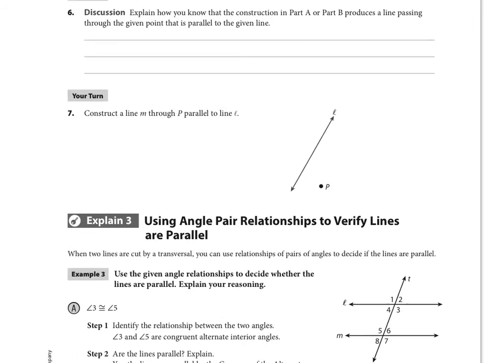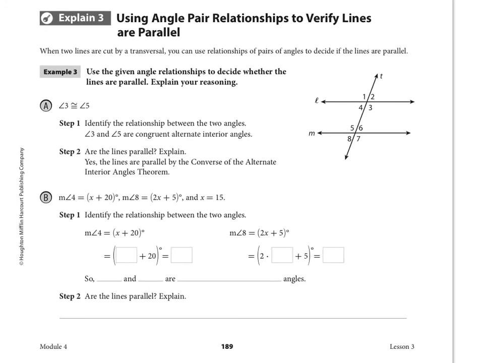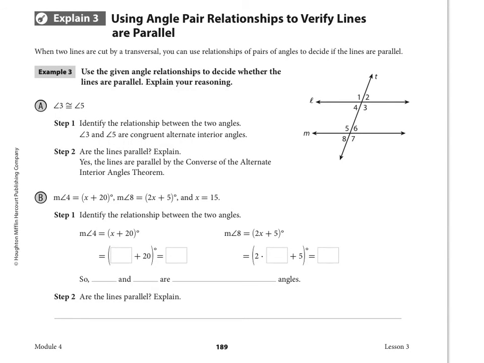Okay. So in explain 3, it says when two lines are cut by a transversal, we can use those relationships of the pairs of angles, that means corresponding, same side interior, alternate interior, etc., to decide whether the lines are parallel or not. So here's what we're given in part A of example 3.